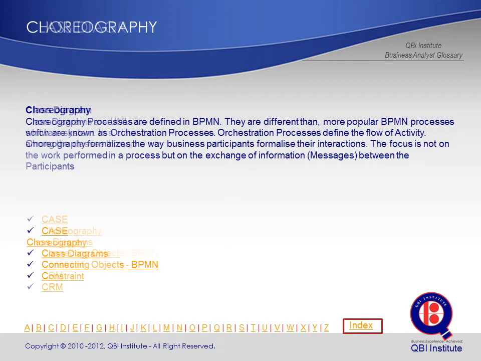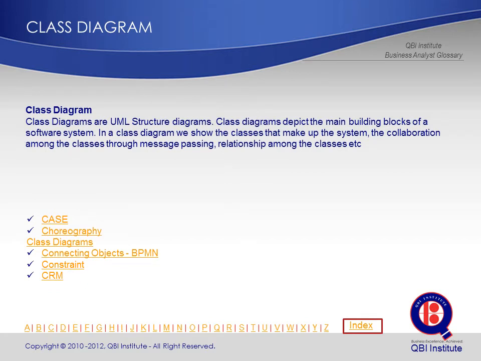Class diagram. Class diagrams are UML structure diagrams. Class diagrams depict the main building blocks of a software system. In a class diagram, we show the classes that make up the system, the collaboration among the classes through message passing, relationships among the classes, etc.